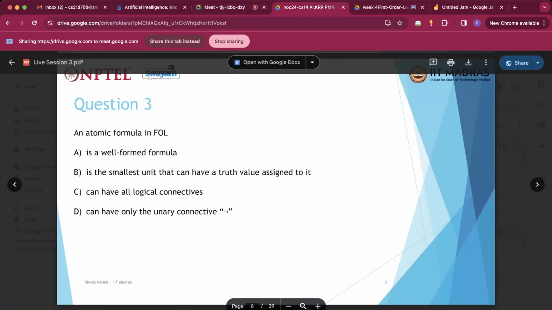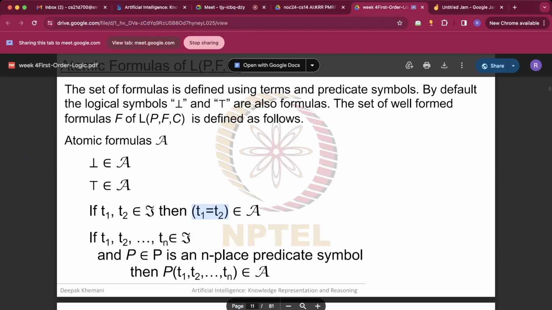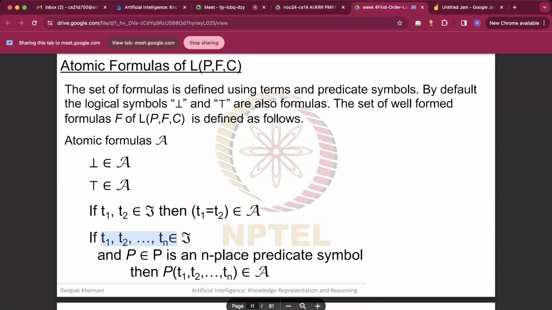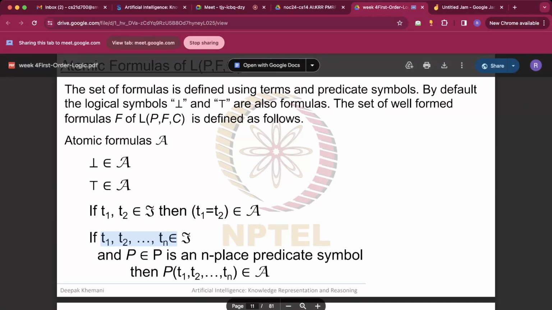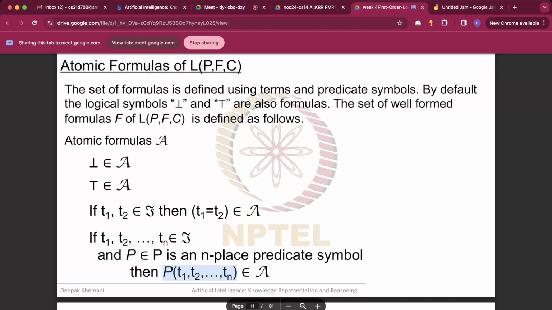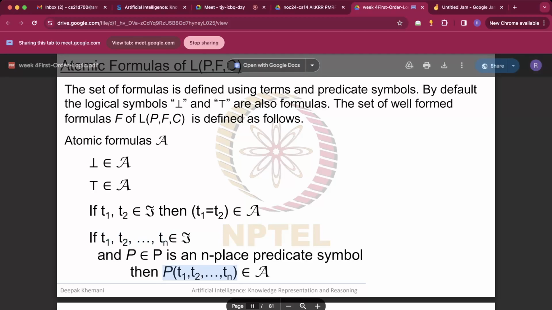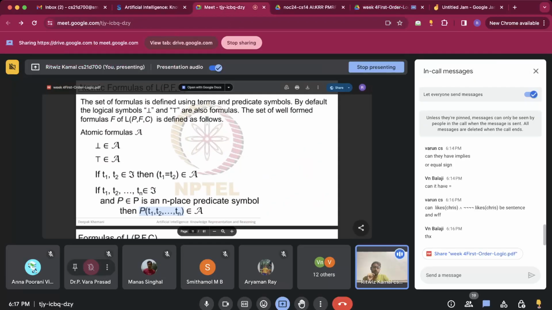And let's go over the other parts of the definition as well. If we have n terms, and p is an n-place predicate symbol, which basically means that p is a predicate that takes n terms as its argument, then the predicate of those n terms is also an atomic formula. So I think that answers your question, Varun, whether likes Chris. Remember that when you denote a predicate, it should start with a capital letter, not a small letter, otherwise it can be confused to be a function.